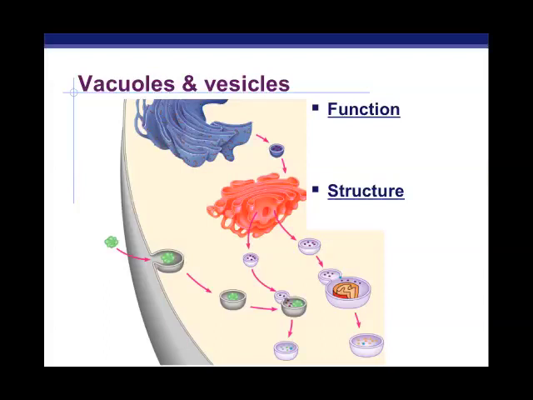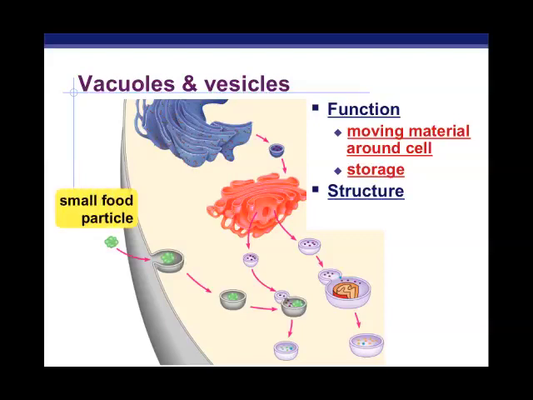Okay, now vacuoles and vesicles were also part of what make energy. And they're sort of like little cars. They carry things, and they actually move things around the cell. And they also store things. So here you can see a small food particle going into the cell. That's what that green is. And there's a vesicle that has been formed. Now, it's like a sac.